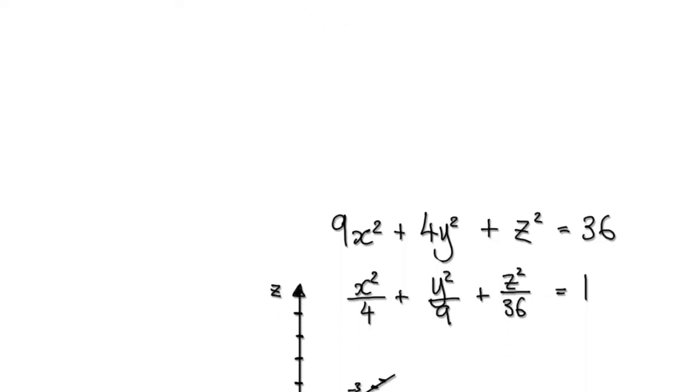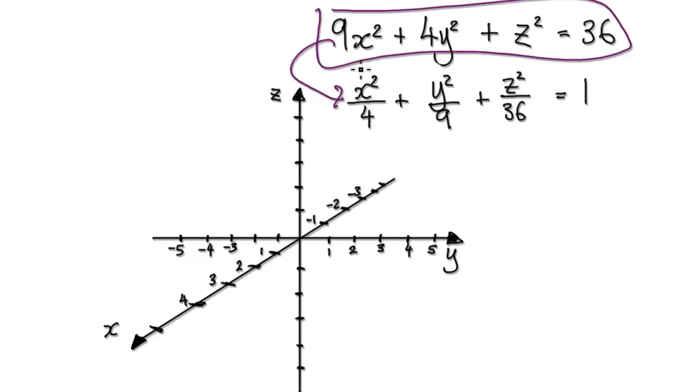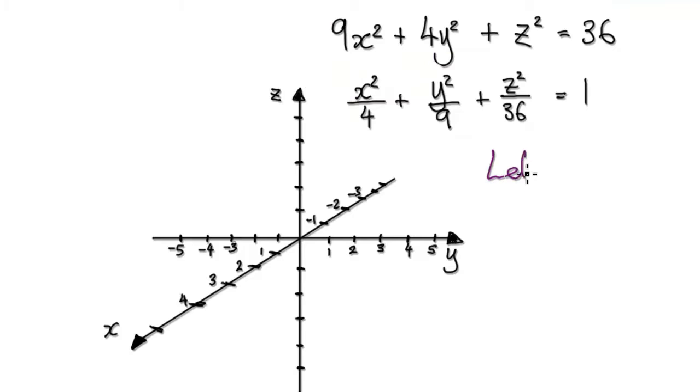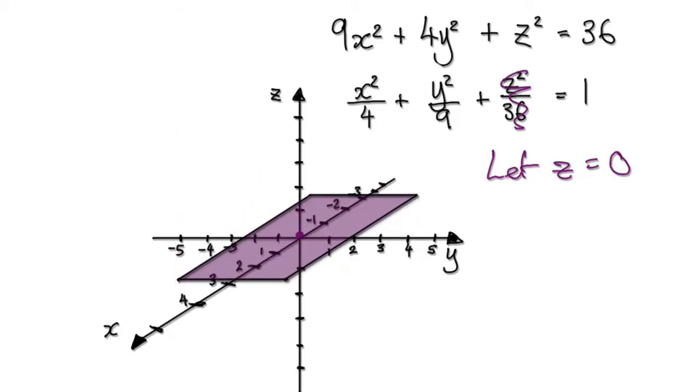So following on from the previous video, we were trying to sketch this equation. We turned it into our standard form, and then from here we let z equal 0, so this will disappear. When you let z equal 0, you're really looking at a horizontal sheet of paper being placed at a height of 0. So in the x direction it will be 2, and in the y direction it will be 3. So you will have an ellipse on that horizontal sheet of paper, looking something like this.